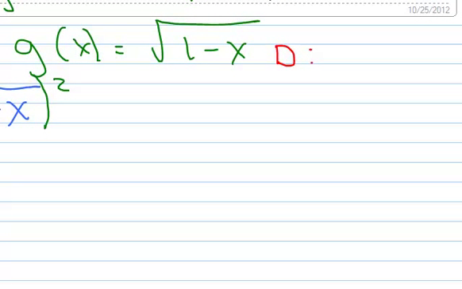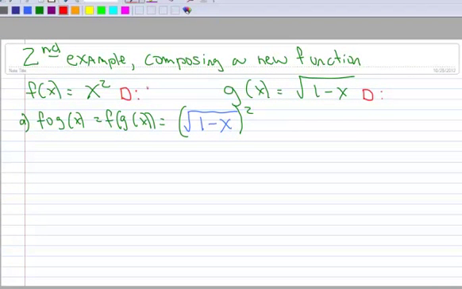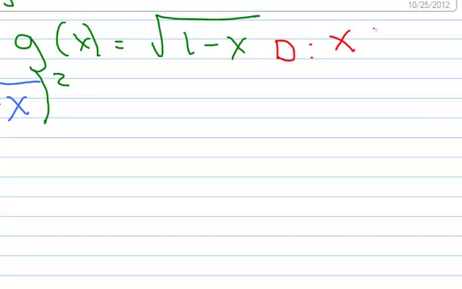All right, so f of x, quadratic or parabola, domain is all real numbers. And g of x, what is the domain of g of x? Well, we know that we have to have a positive number or 0 under the radical, so we can't have x be greater than 1. So we're going to have our domain be x is less than or equal to 1.